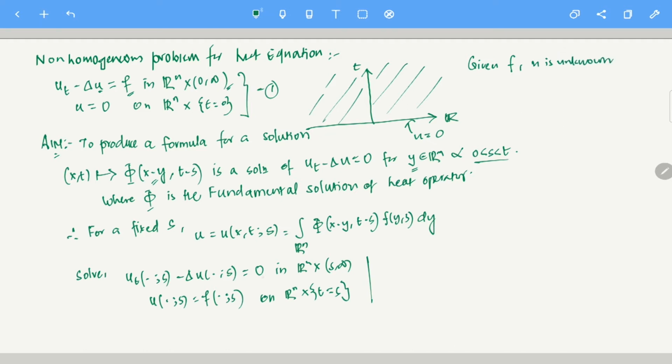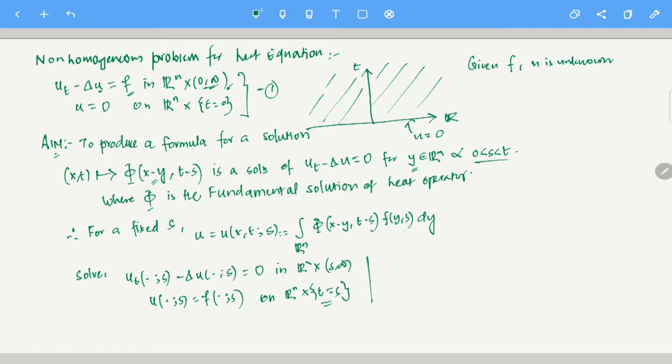Here I am solving the homogeneous problem, but what is the initial condition? If you remember Duhamel's principle, the initial condition is f, but we are not evaluating between 0 and infinity, but at a particular t equals s. After that you run s between 0 and whatever, so s between 0 and infinity gives you the whole 0 to infinity range. That is why u, which I defined here, is the integral over Rn of phi of x minus y, t minus s, f of y, s, dy.